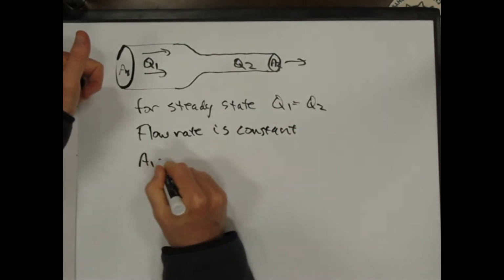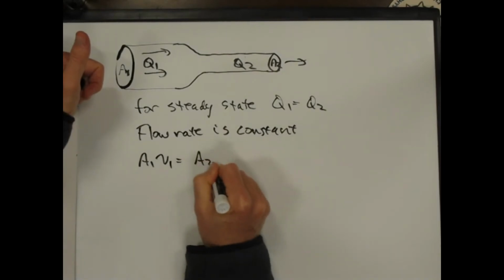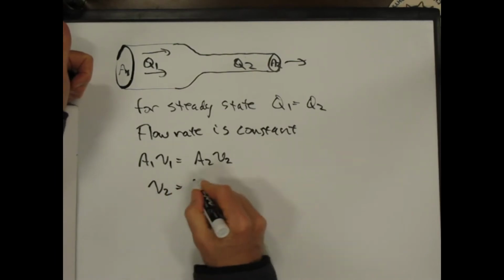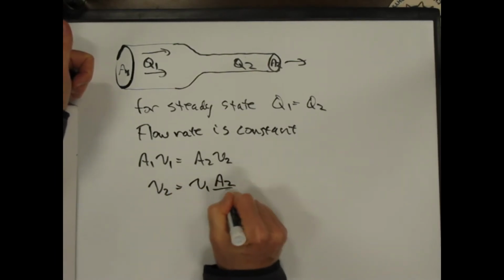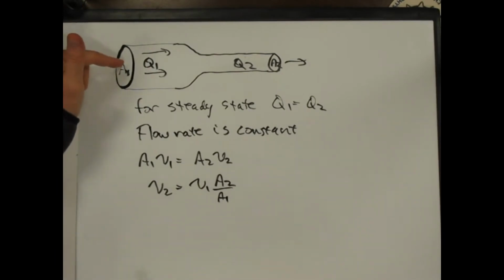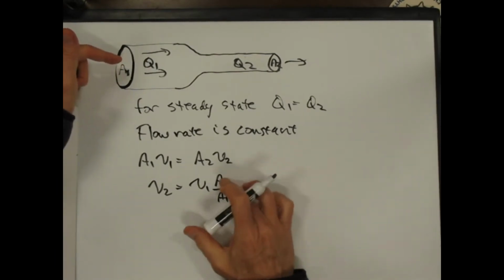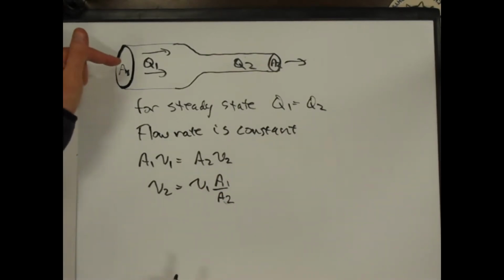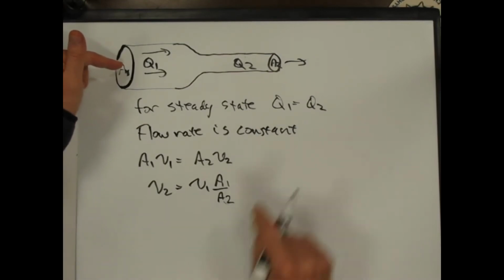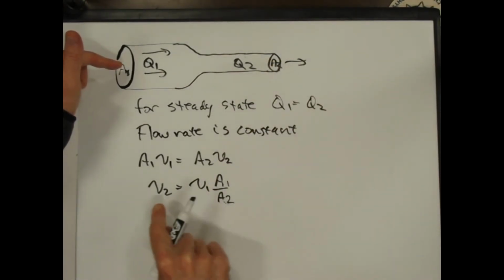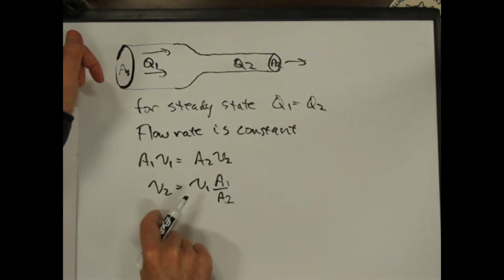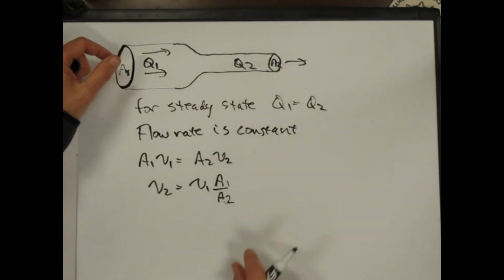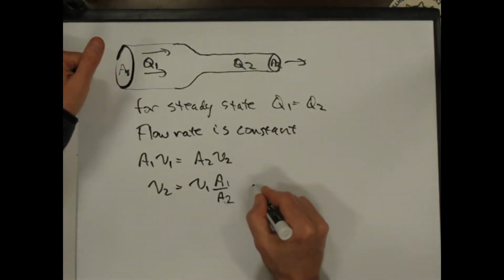And that means area 1 times velocity 1 is equal to area 2 times velocity 2. And then I can say, well, V2 is equal to V1 times area 1 over area 2, thanks for the correction, I got that backwards. If this guy is 4 times the area of this guy, then the velocity of this guy has to be 4 times greater, right? And so that's why when you get a narrowing in a tube, you get a faster velocity, right?